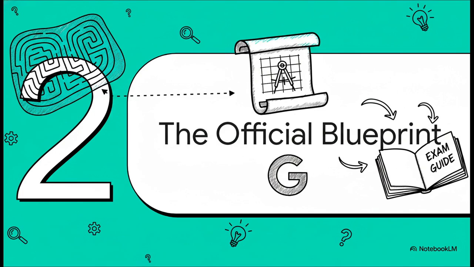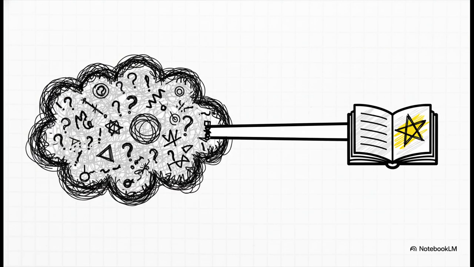So, how do we escape the labyrinth? We stop wandering aimlessly. Instead, we use the official blueprint that Google itself gives us, the exam guide. And here's the secret, really. Google isn't trying to trick you on this exam. They've laid out exactly what you need to know. The exam guide is your single source of truth. It cuts through all that noise we were just talking about and gives you a clear, reliable path to follow.